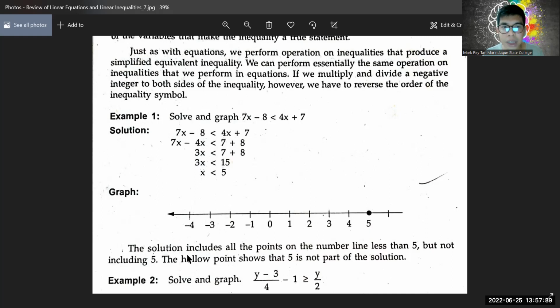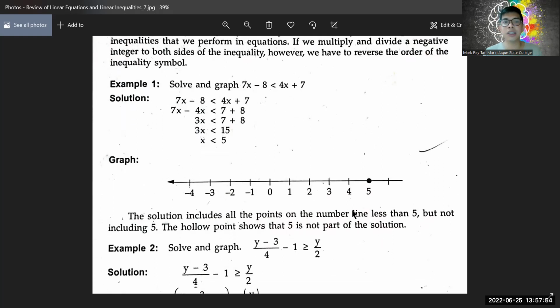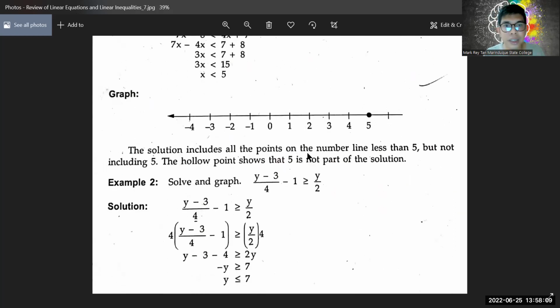And then, basahin ko, the solution includes all the points on the number line less than 5, but not including 5. So the hollow point shows that 5 is not part of the solution. Okay, so ganun lang class, simple, no? Ito yung ating equation, ito yung ating example na inequality. So this is how you solve it. This is the solution, and then this is the graph. Simple as that.